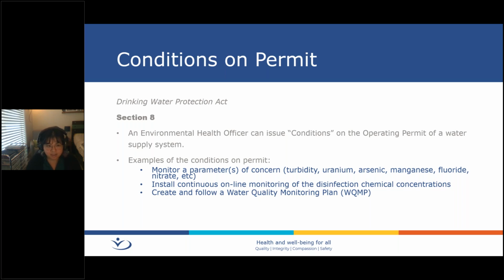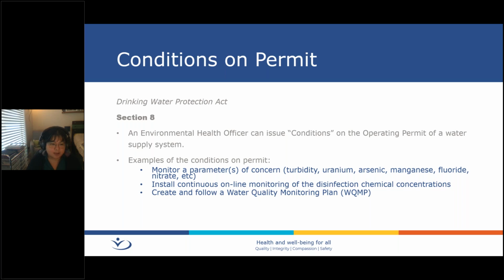So some examples of conditions can include monitoring a parameter of concern. So for example, turbidity, uranium, arsenic, manganese, fluoride, or any chemical concerns associated with the water system can be part of a condition to monitor.